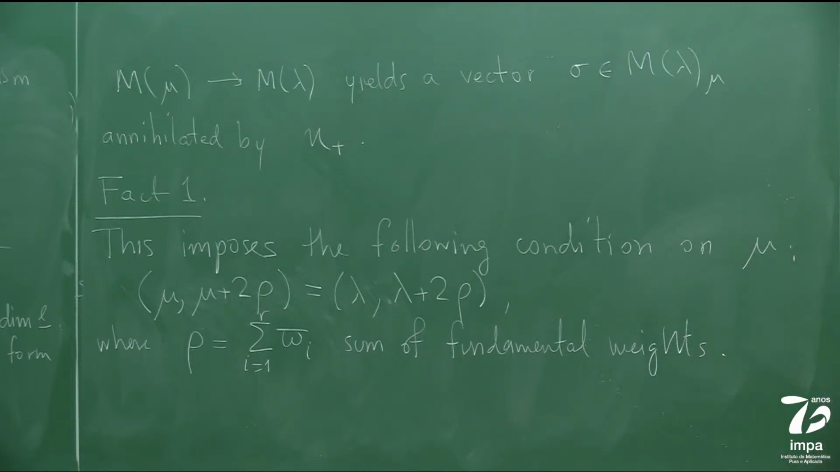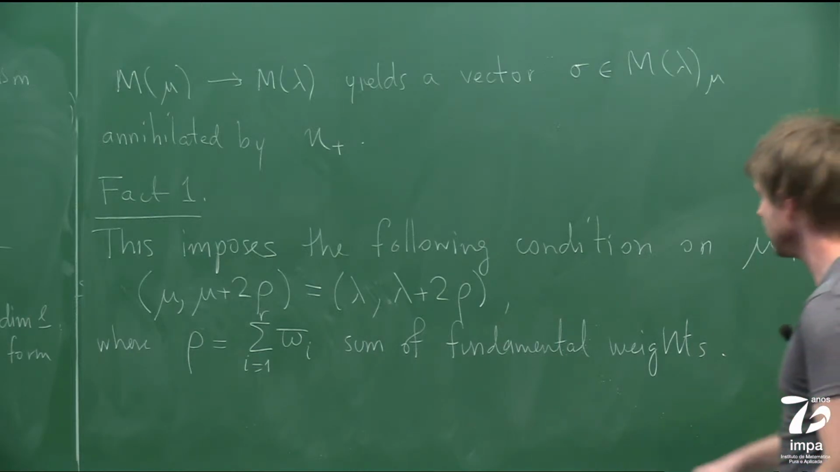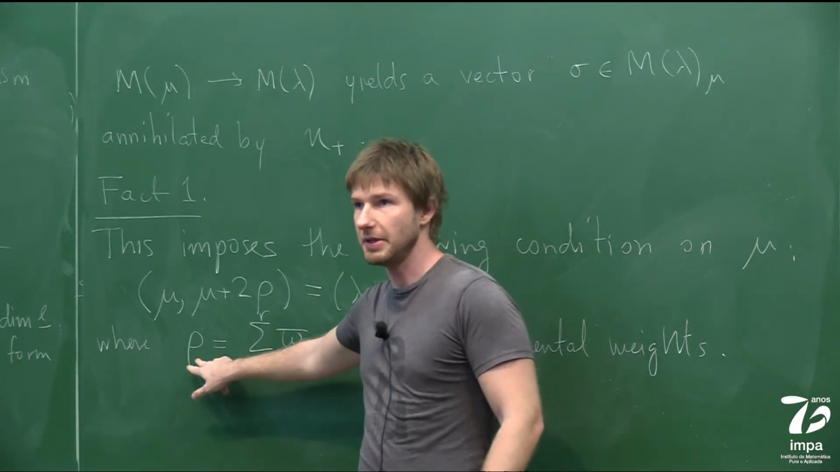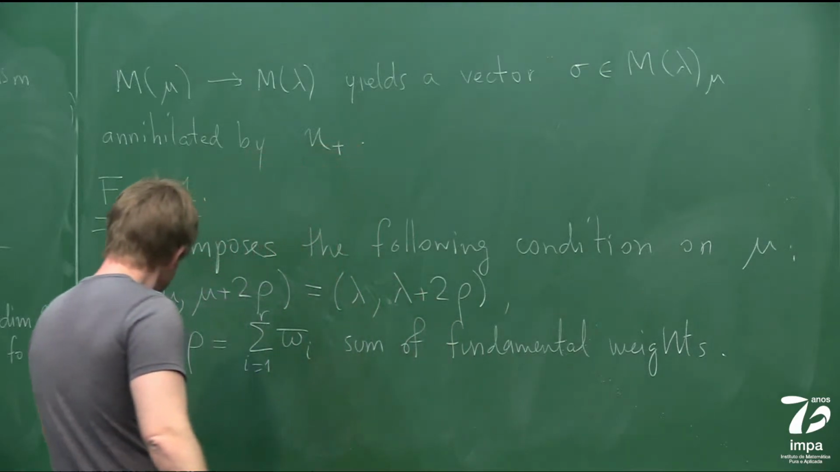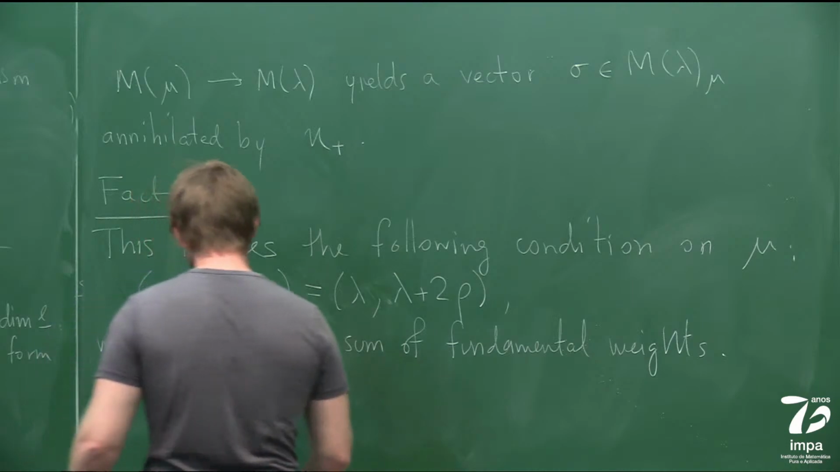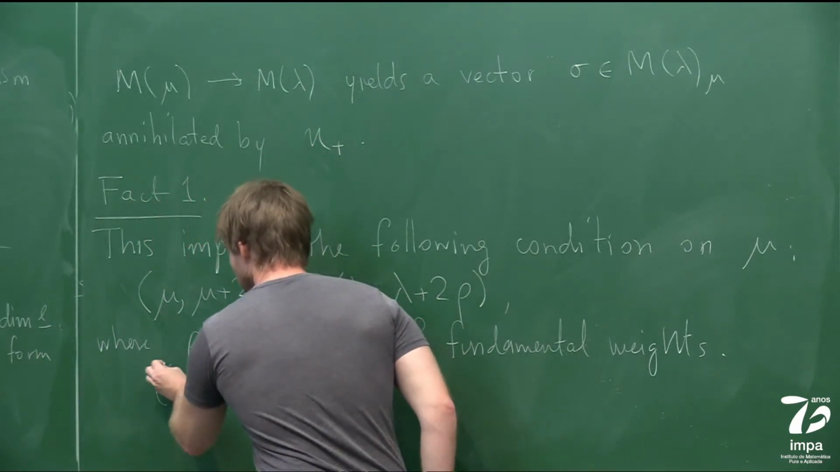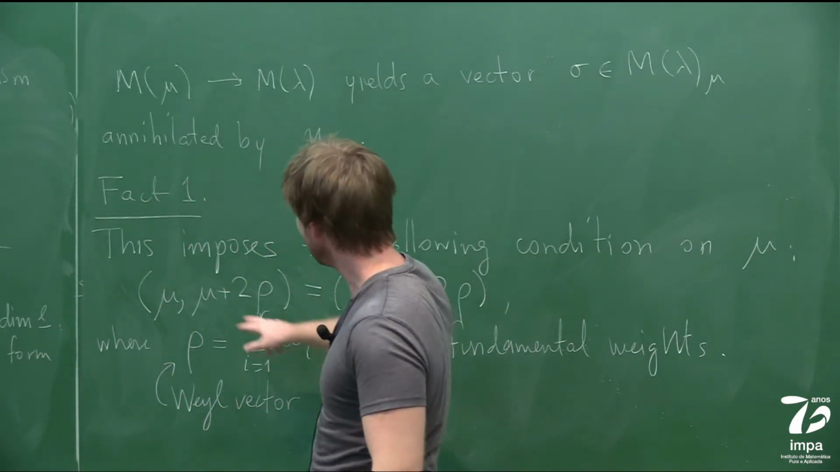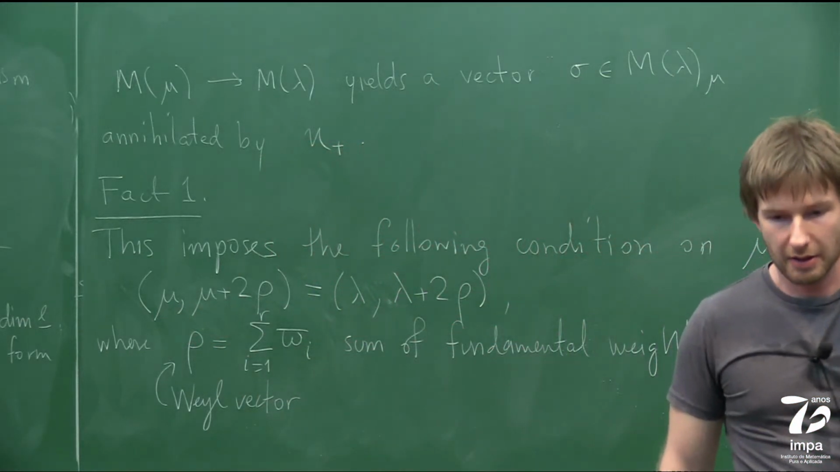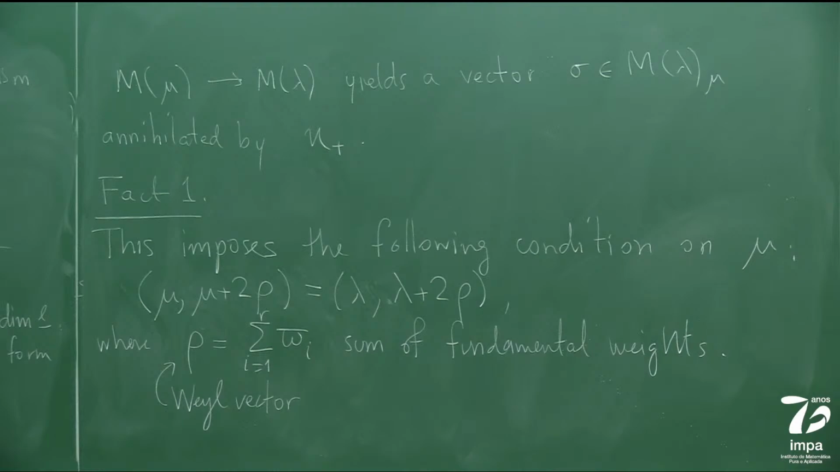Okay, so the first fact is that such mu actually have to satisfy a condition, which is, if we define this vector rho to be, so it's called the Weyl vector, then the inner product between mu and mu plus 2 rho has to equal the same expression for lambda. So this is a quadratic relation on mu.